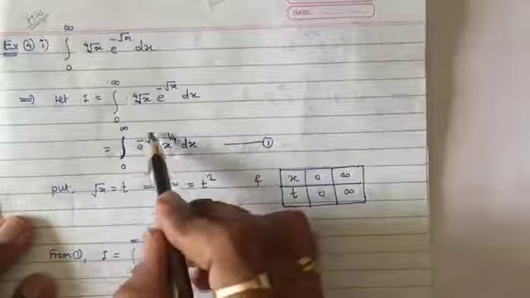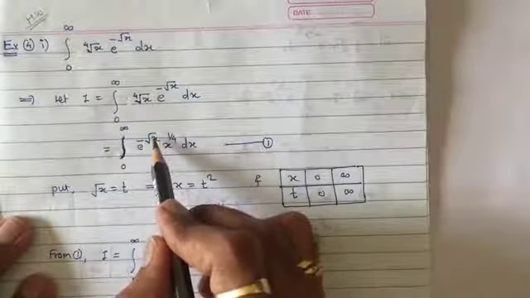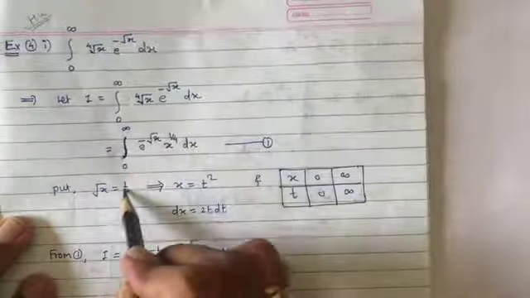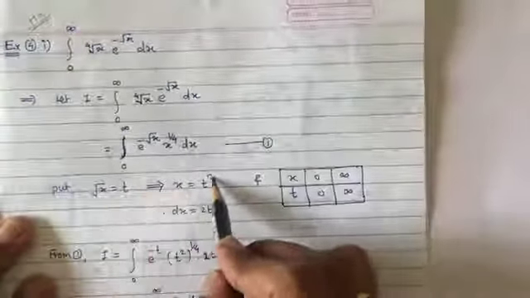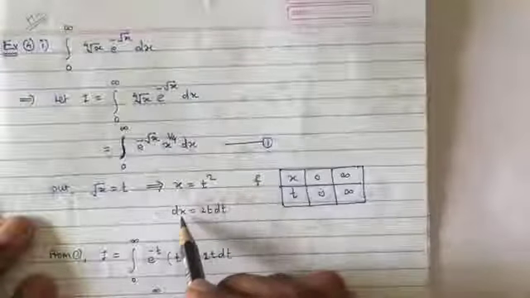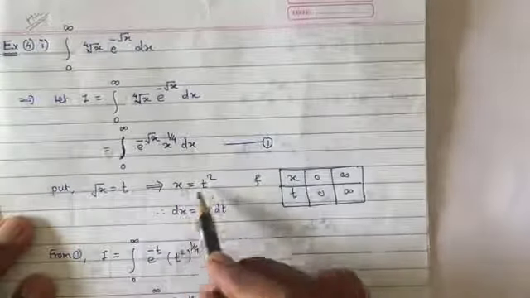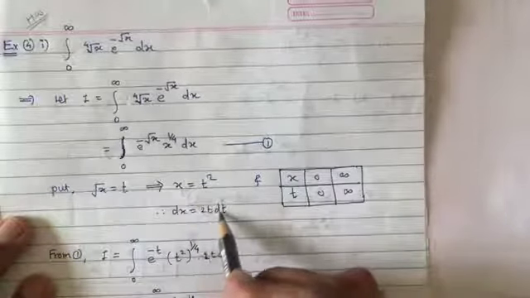Then put root x equal to t. Squaring on both sides, x is equal to t squared. Then differentiate this equation. The derivative of x, that is dx, equals the derivative of t squared, that is 2t dt.